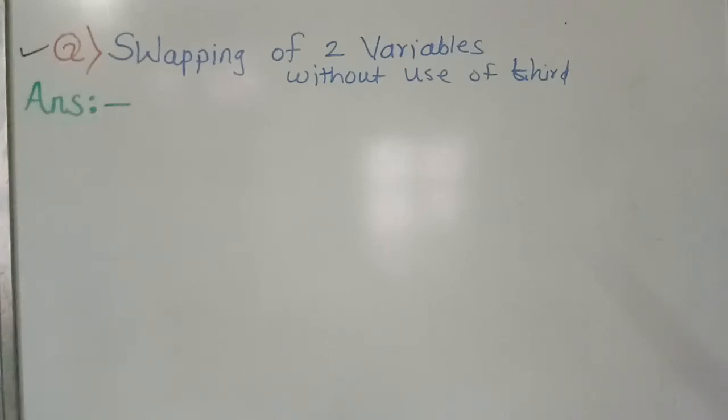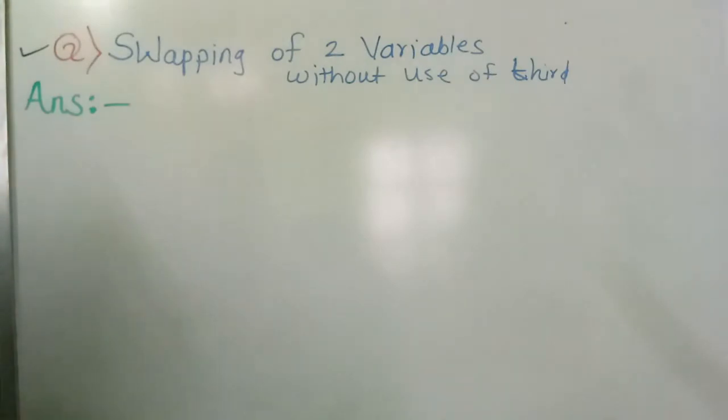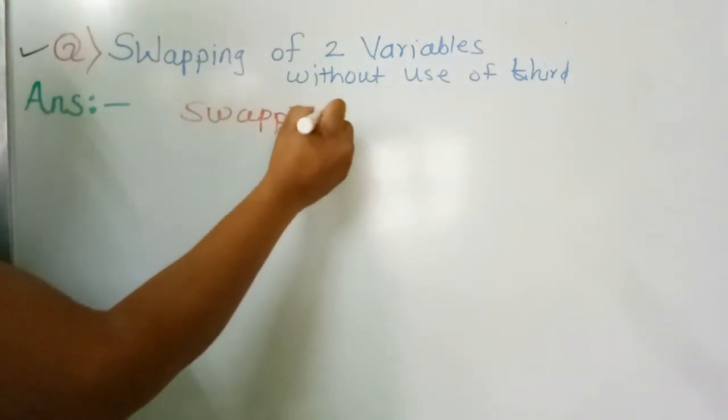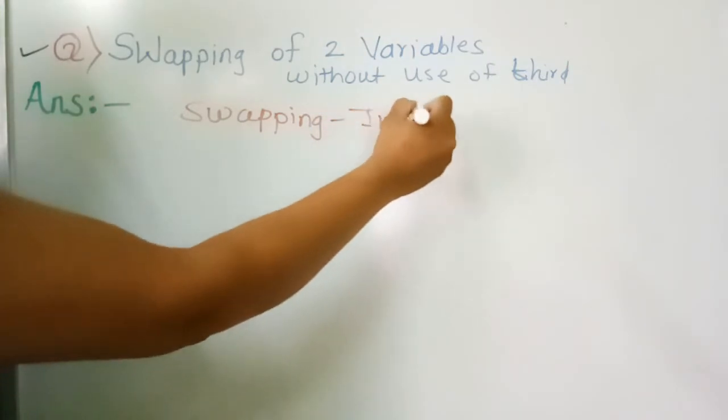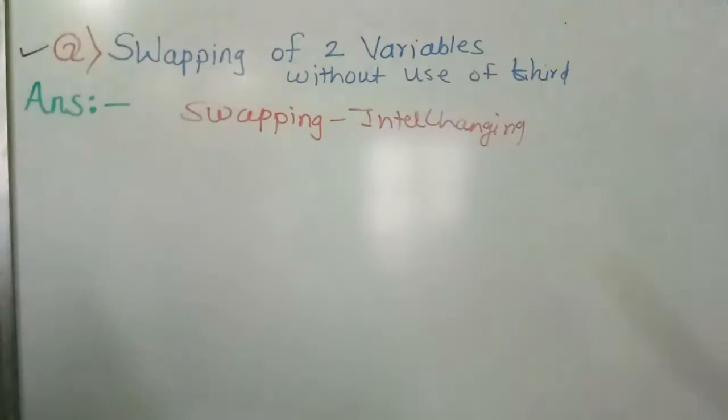In this video, we will discuss different problem statements that we have to convert into the C language programming terms. One of them is swapping of two variables without use of the third variable. Basically, swapping has the meaning behind it, that is the interchange. What it means? Swapping is nothing but interchanging the values of two terms.